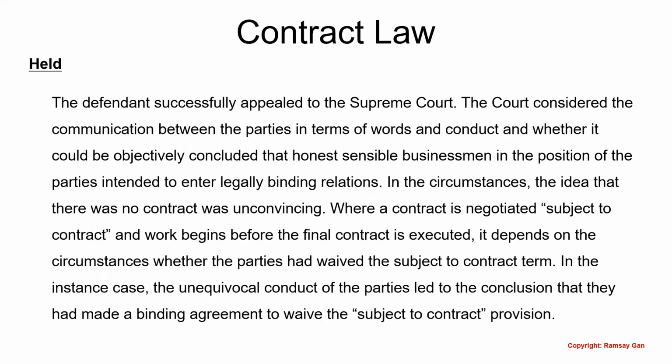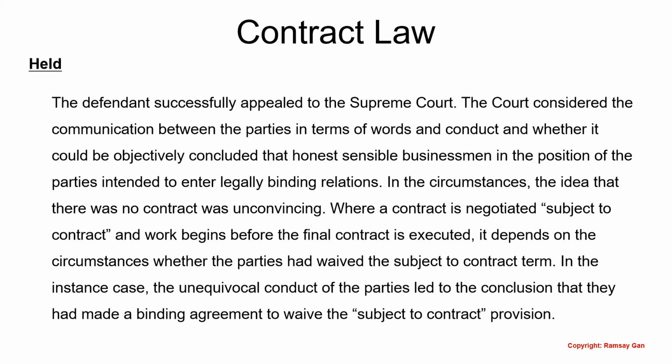The defendant successfully appealed to the Supreme Court. The court considered the communication between the parties in terms of words and conduct, and whether it could be objectively concluded that honest, sensible businessmen in the position of the parties intended to enter a legally binding relationship. In the circumstances, the idea that there was no contract was unconvincing.